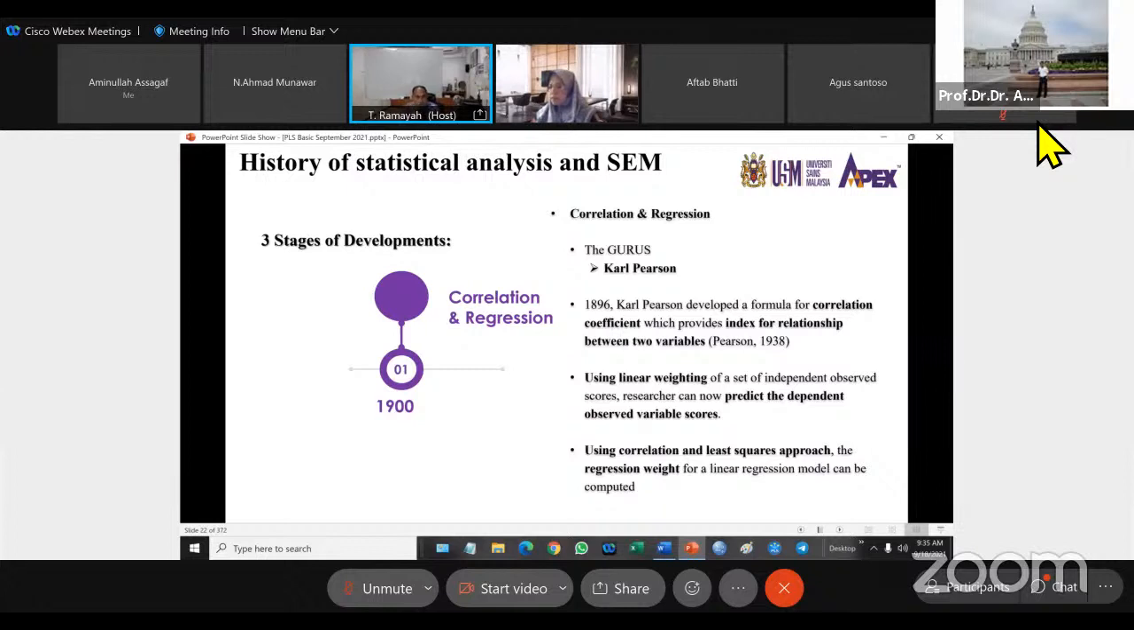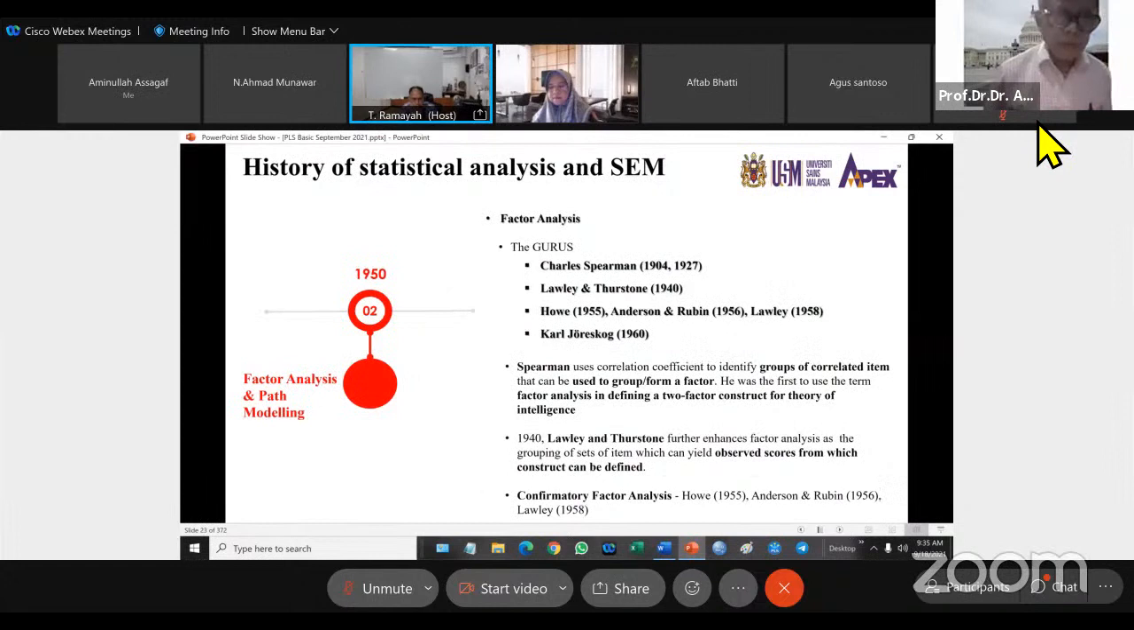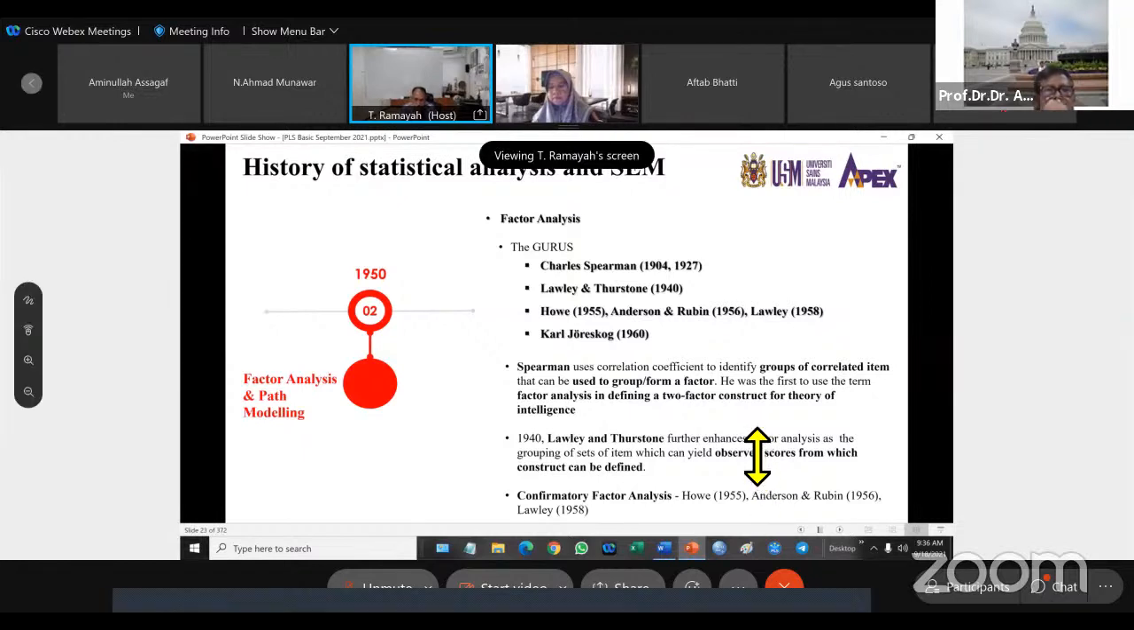So in the 1900s, we had some gurus like Carl Pearson. So we should thank Carl Pearson because in 1896, he developed this correlation coefficient to see the relationship between 2 different variables. And then they started developing this into linear weighting, and they started predicting independent variable and the dependent variable. So that is how the development in statistical analysis started with Carl Pearson, 1900s. And in 1950, these are some of the names that became famous. Spearman is synonymous to Pearson because Spearman developed a non-parametric correlation version of the Pearson.